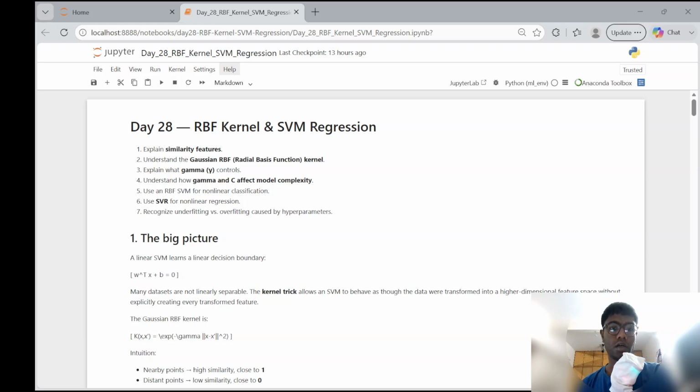Learning RBF kernels and SVM regression. In the last session we looked at SVM, how it works with linear regression, and we learned that SVM works for both regression and classification problems. We looked at quite a few things with respect to the C parameter, and how overfitting and underfitting look in a polynomial kind of Moons dataset specifically.